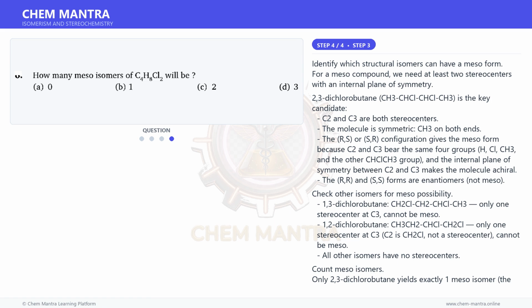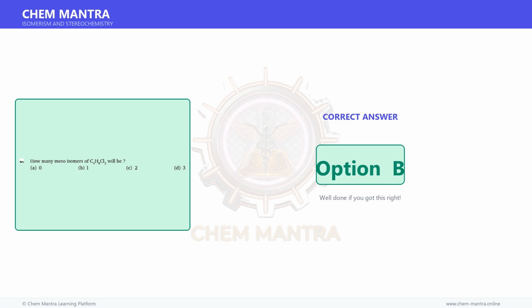Why other options fail? A. 0 is wrong because 2,3-dichlorobutane does have a meso form. C. 2 and D. 3 overcount. No other structural isomer of C4H8Cl2 produces a meso compound. Therefore, the correct answer is B.